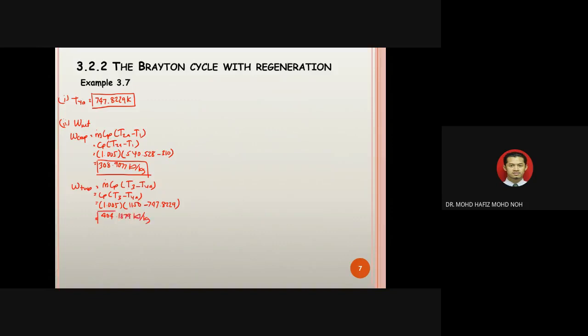Okay guys, now you can calculate W net by simply W turbine minus W compressor. In this case it is 404.1879 minus 308.9077. Here we get the value of W net is 95.281.